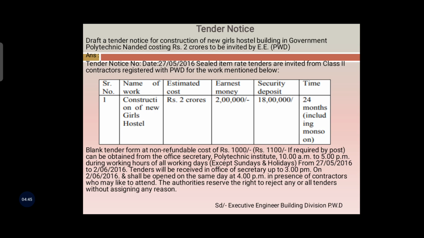Okay, and whose tender it is, who invited this tender, that is the Executive Engineer; you have to give it in this question. The EE, that is the Executive Engineer, Subdivisional Building Division, PWD. Okay, so he is inviting, and that is why in the right side corner you write Executive Engineer, Building Division. Okay, so this is your format of the tender notice.